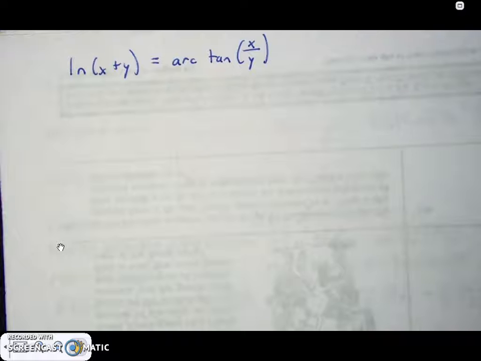Okay, since this has a mixture of x's and y's, we're not isolating the x or the y. It's going to be implicit differentiation. How do you take the derivative of ln of something?